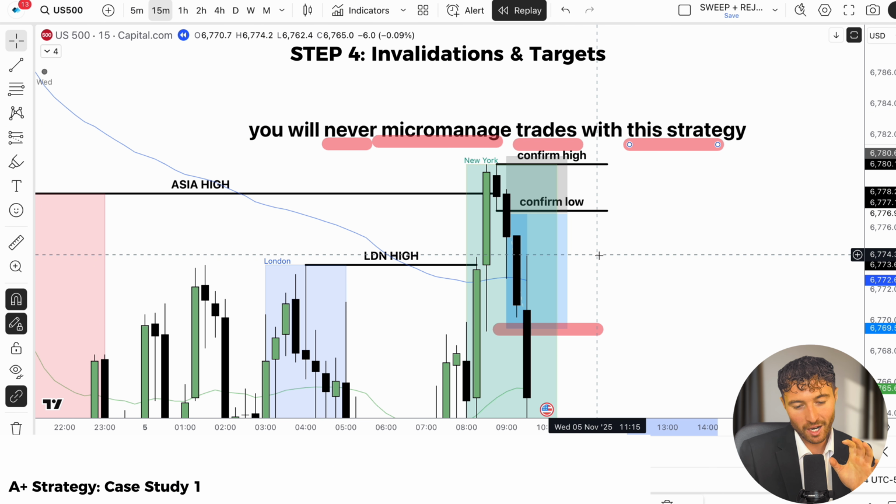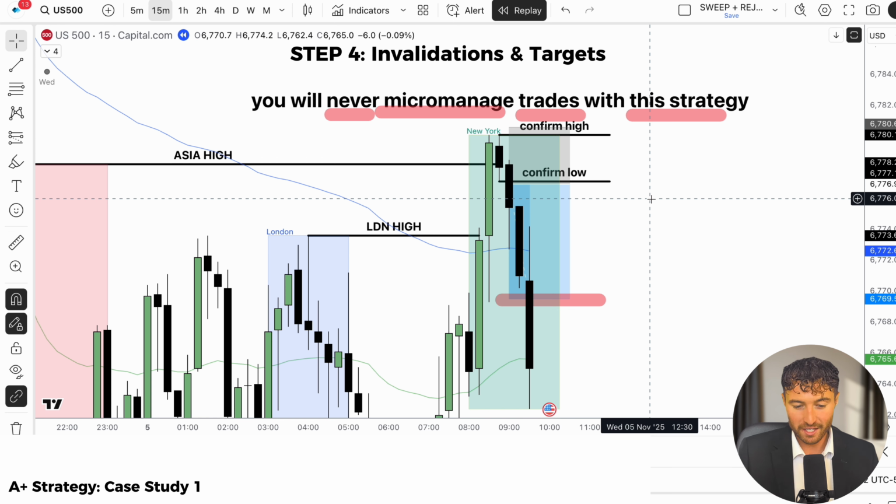Always just allow the trades to play out, because what often happens is traders get emotional, they close trades early, they micromanage, and then they look back at the end of the day and they're like, if only I held that trade. And so this right here was a valid A+ trade, and I would take the trade every single day if it did present itself in the markets.